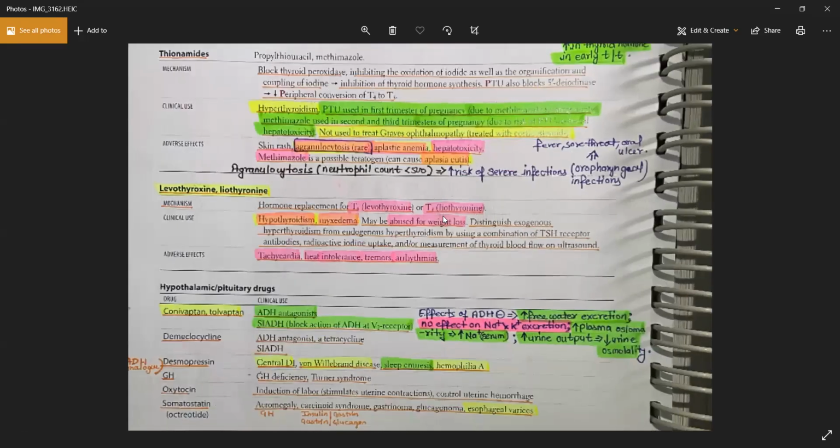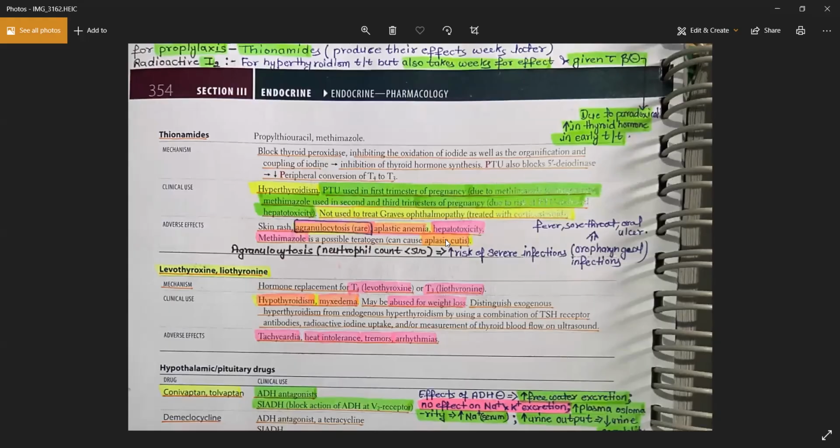Then come the drugs for hyperthyroidism and hypothyroidism. First ones are the thionamides: propylthiouracil and methimazole, or another drug, carbimazole. These drugs actually inhibit thyroxine release. They inhibit the enzyme thyroid peroxidase, and you already know that thyroid peroxidase is responsible for the organification, coupling, and oxidation step of the iodine, right? So these three steps will be inhibited, and what you will get is the low release of T3 and T4.